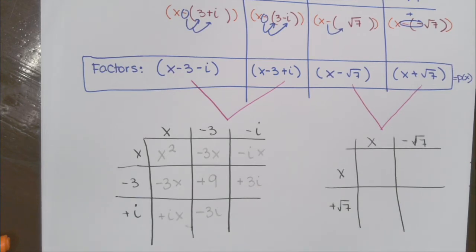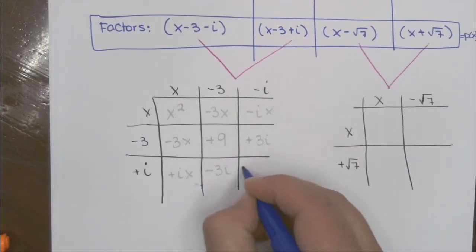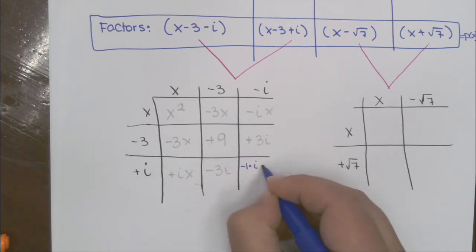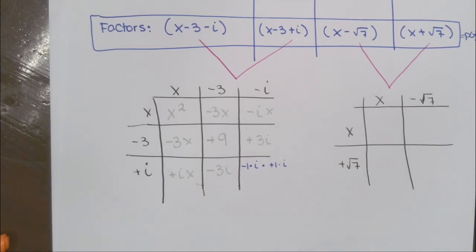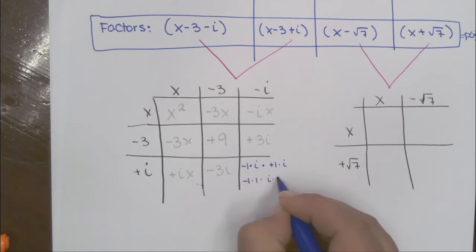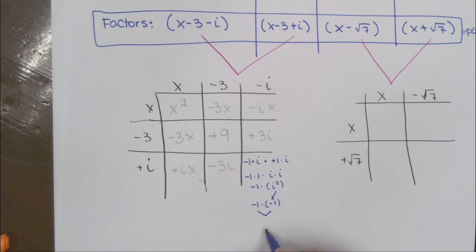Do you see how we have a negative i and a positive i? I'm going to break it down. This negative i is like negative 1 times i. This positive i is like saying positive 1 times i. So when we're doing this, we're saying negative 1 times 1 times i. So what we're really saying is negative 1 times i squared. But what is i squared? Negative 1, good, negative 1. So what is negative 1 times negative 1? Positive 1.